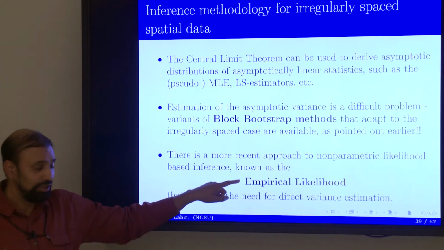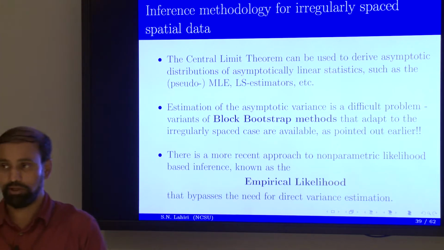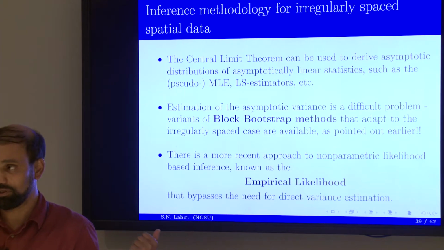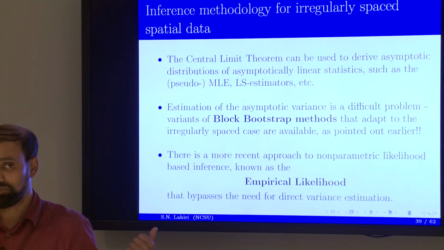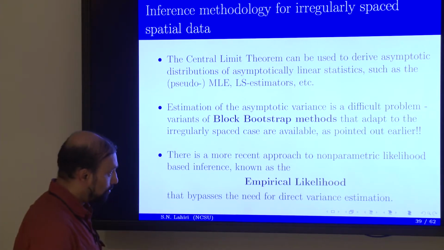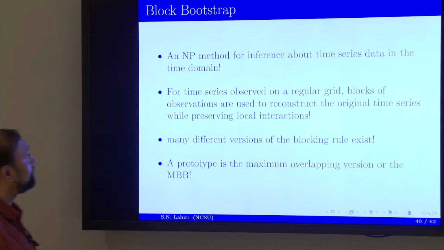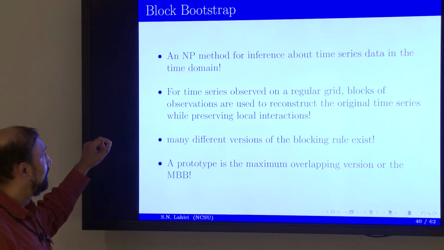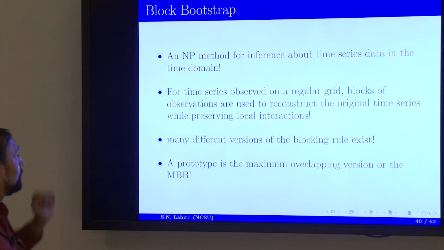In that case, what you might want to do is to also look at empirical likelihood. That has some advantages, particularly in situations like this where estimation of the asymptotic variance is not easy, it might be fun, but not very easy. Anyway, so these are two classes of methods. I am going to probably look at some of the block bootstrap methods.